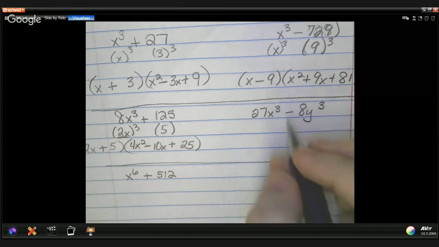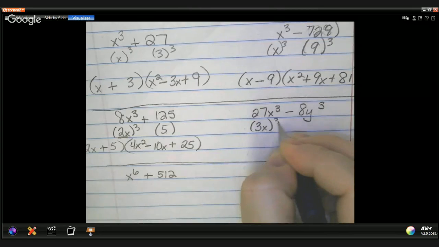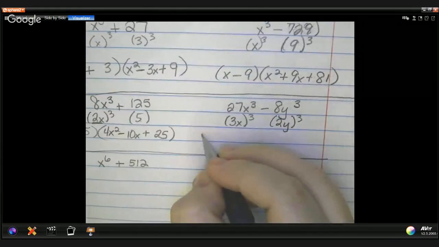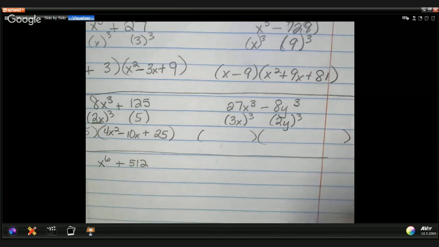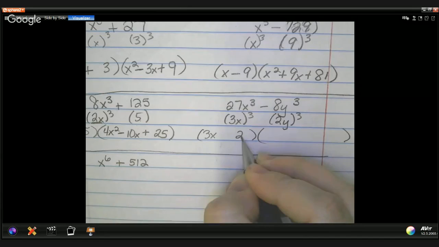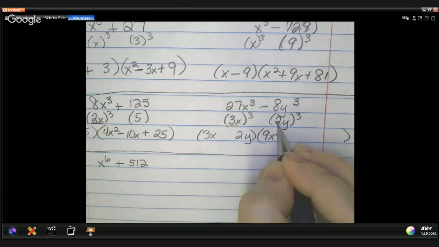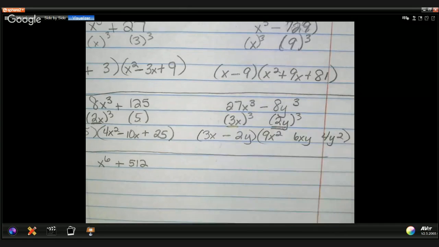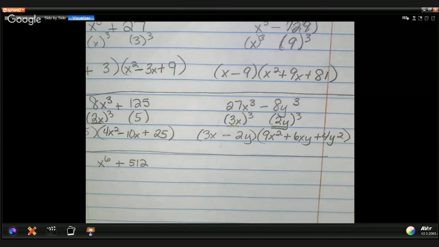All right, same idea here. This time I have numbers and variables on both. Well, this is a 3x to the 3rd, and this is a 2y to the 3rd. So I know my first one is 3x, and I know my second one is 2y. So first one, second one, first one squared. First one times the second one squared. First sign's the same, second sign's not, last sign's always plus, and here's what you got.